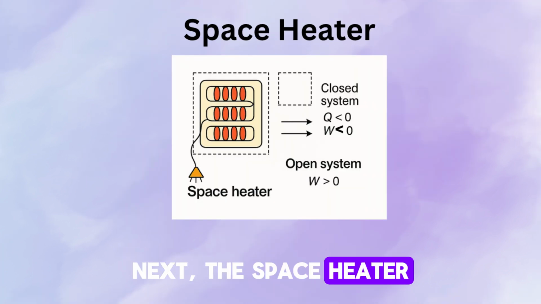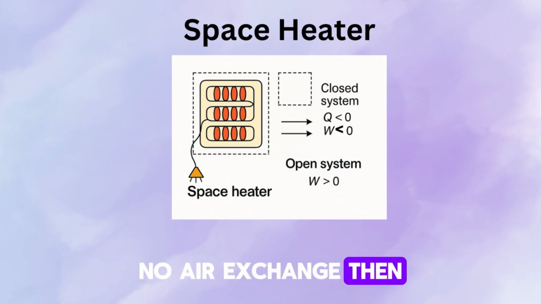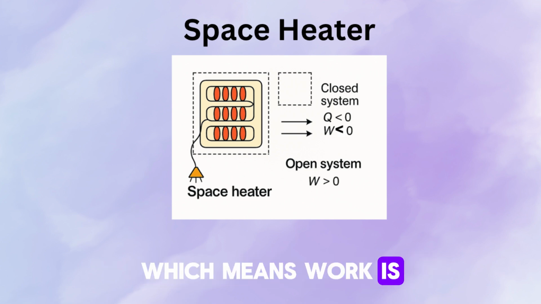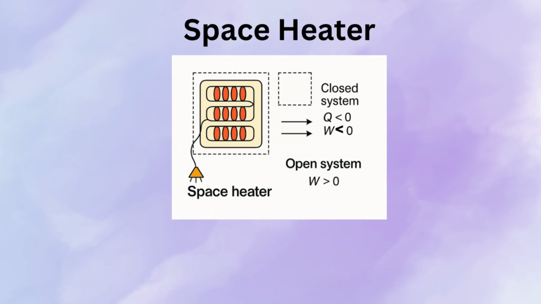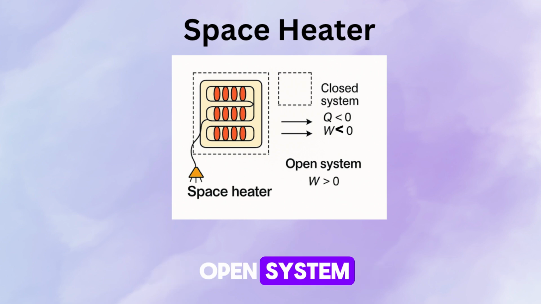Next, the space heater. If we're just talking about the heating element, no air exchange, then it's a closed system. It receives electrical work, which means work is done on it, and it releases heat, so the heat transfer is negative. Therefore, Q less than zero and W less than zero. But if air is moving in and out, then it becomes an open system because mass is crossing the boundary.